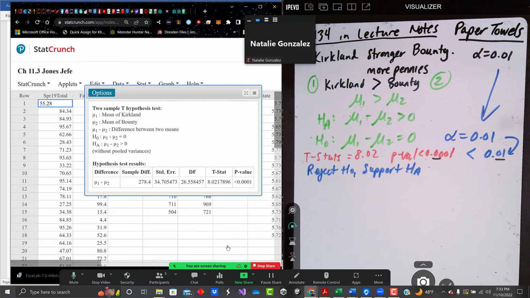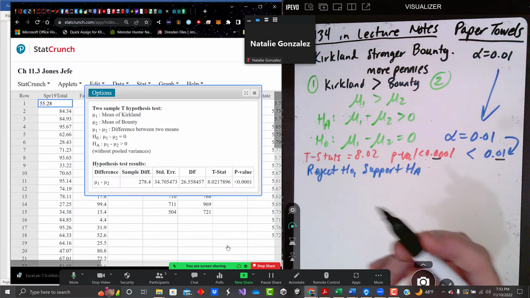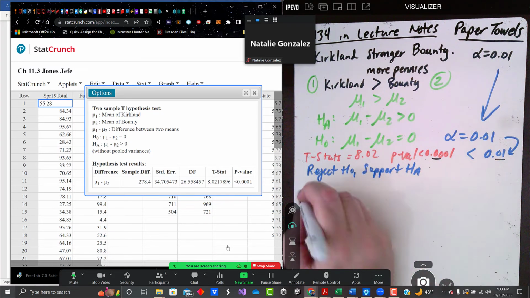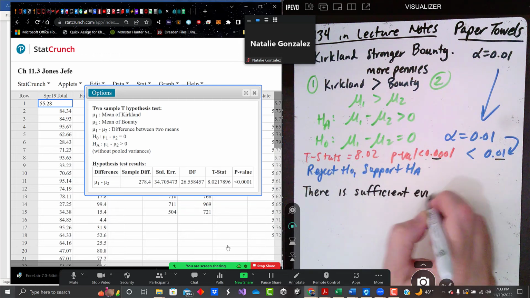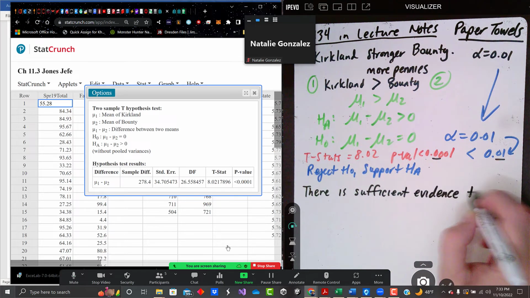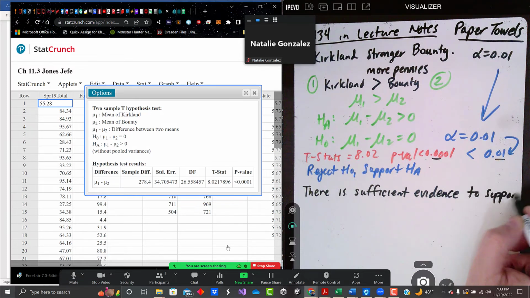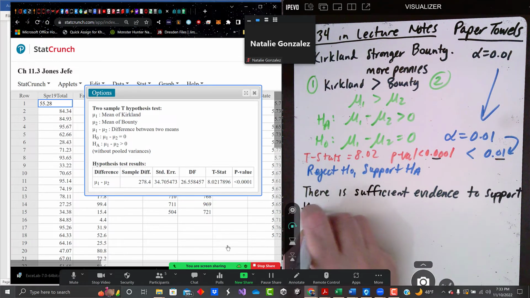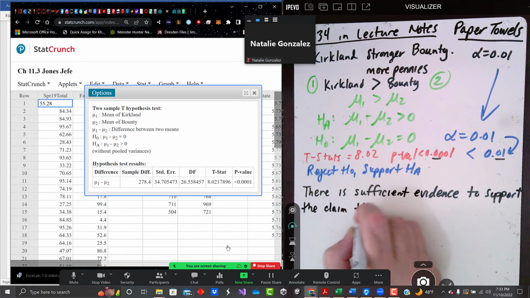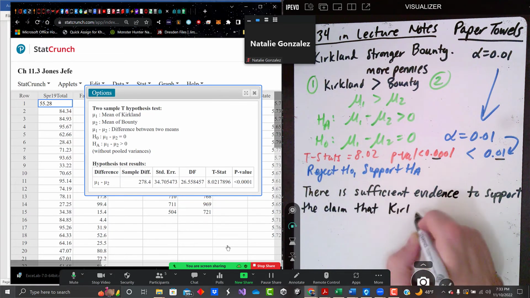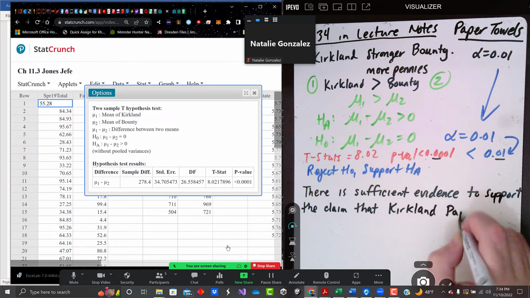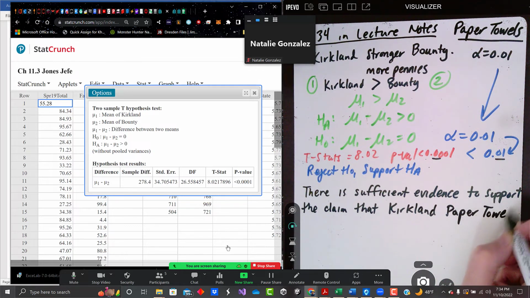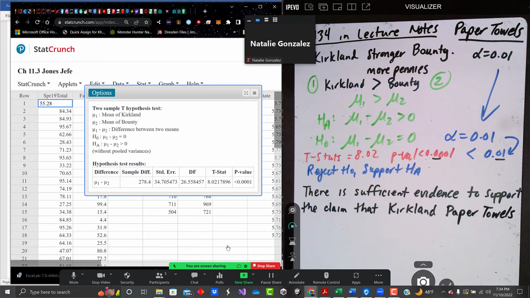The students thought that Kirkland paper towels were stronger than Bounty, and they had evidence to support this. So there is sufficient evidence to support the claim that Kirkland paper towels are stronger than the Quicker Picker Upper. Isn't that the ad they used to do? Bounty, the Quicker Picker Upper?